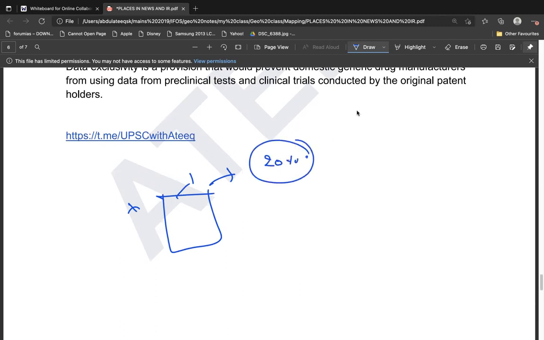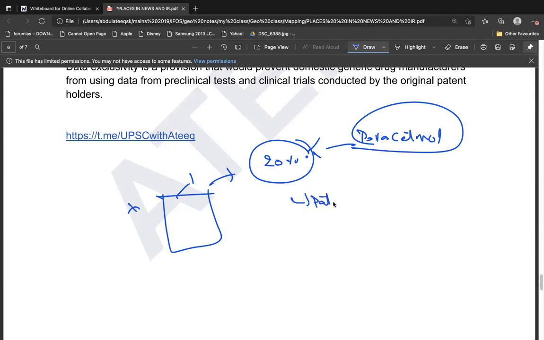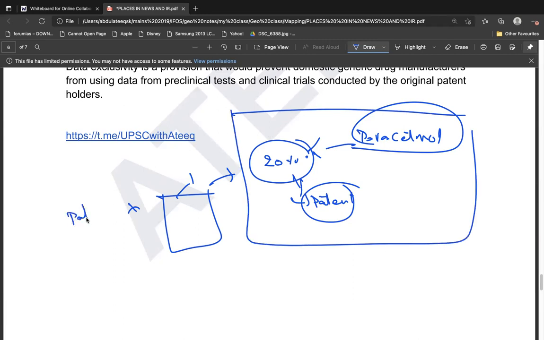Suppose this is the drug I have invented, paracetamol. Just hypothetically, I'm saying. For 20 years, no one else can develop this drug. This is the right that has been given to me. So that is called the patent right. That is an exclusive right given to me. Globally, everywhere this process goes on. But in India, this process of offering patents is a little strict.